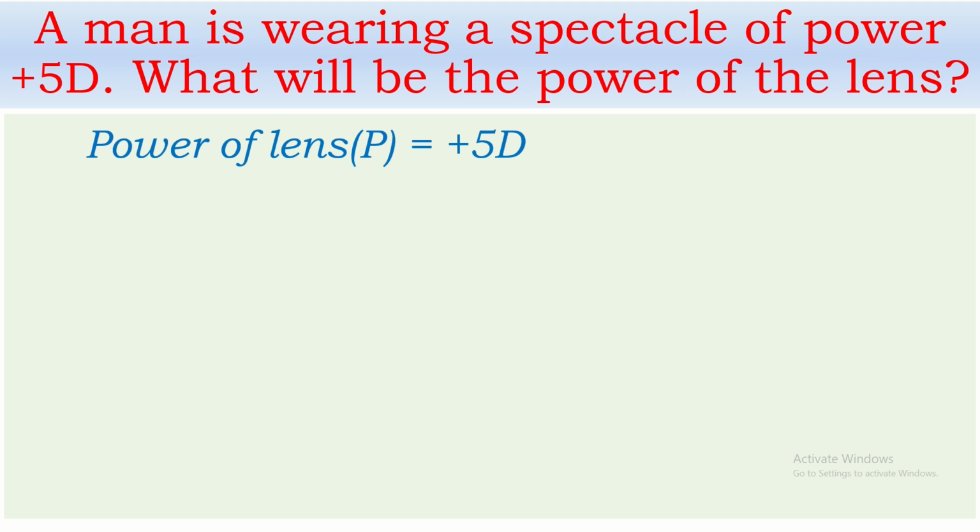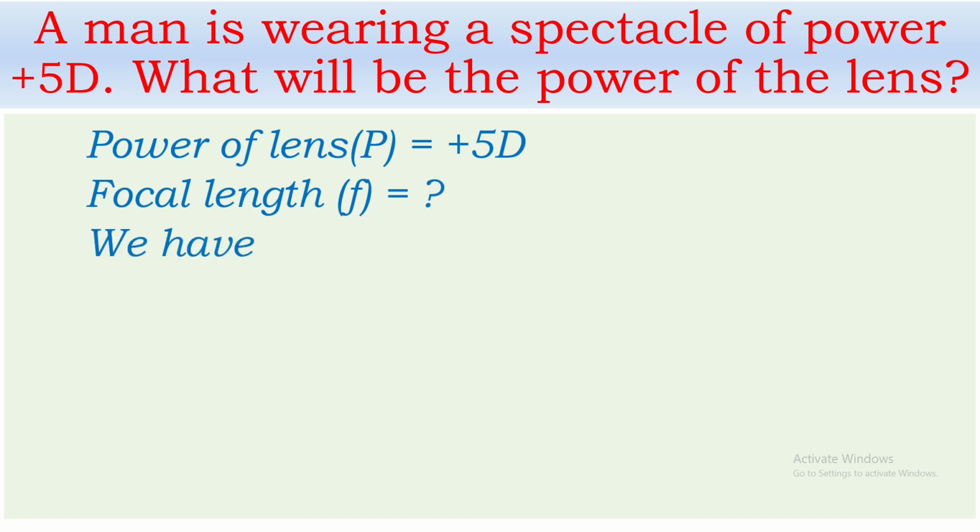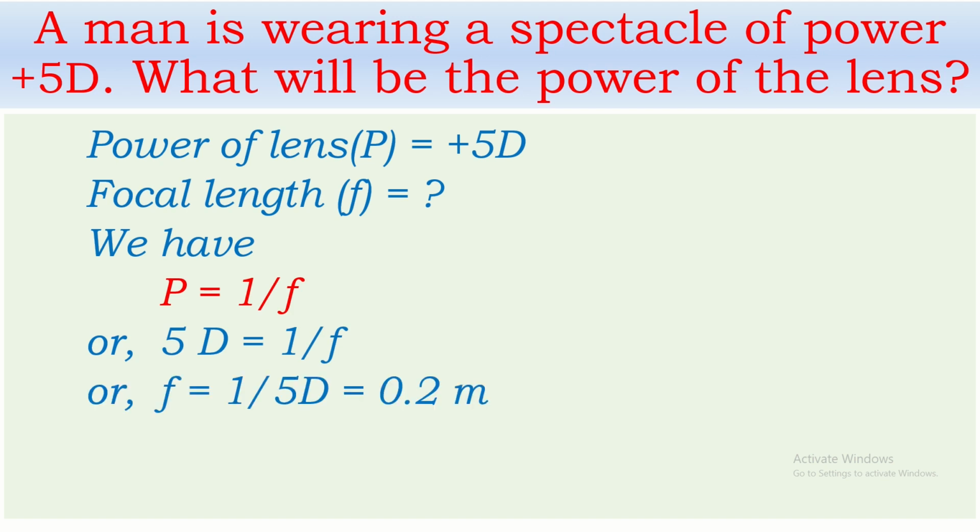Okay, let's go forward. Focal length small f is equal to question mark. Now we can say we have P equal to 1 by f. In place of P I am writing 5D. Now f is equal to 1 upon 5D. This is equal to 0.2. If 1 is divided by 5, then we will get 0.2, and since diopter is the SI unit, that's why the focal length comes in meter.